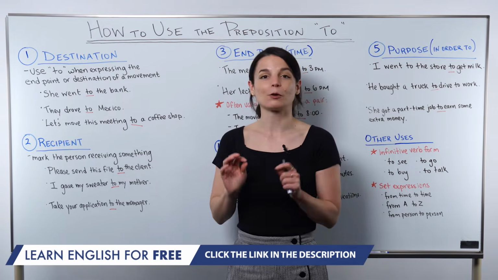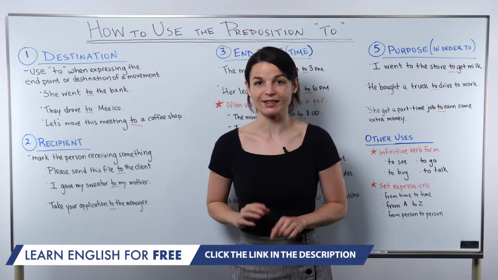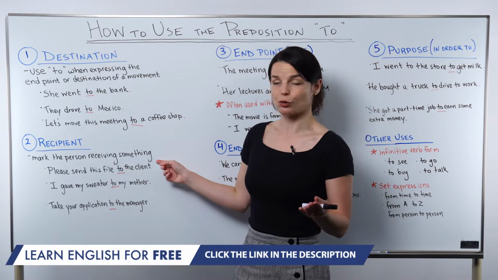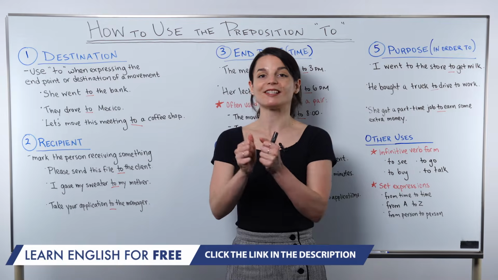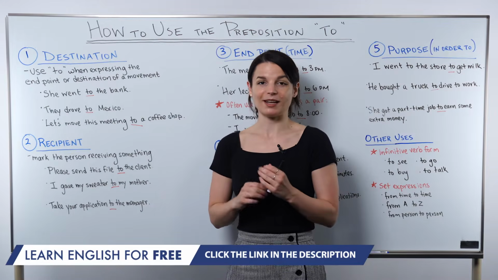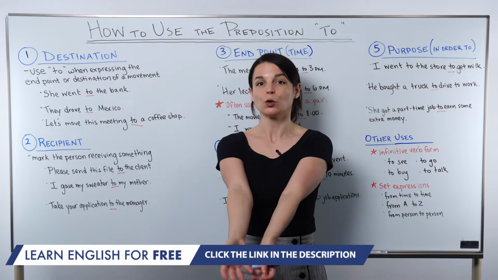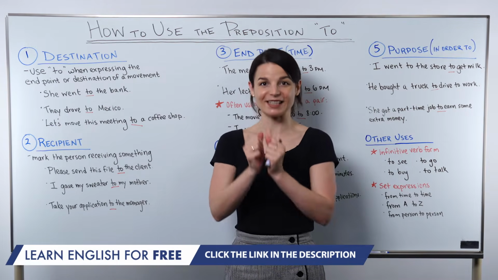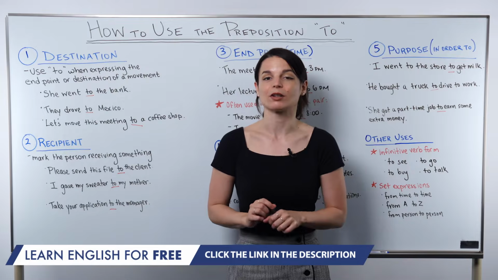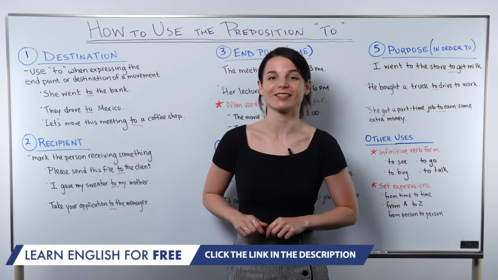Number 2 is for recipients. So that means we use to mark the person receiving something. So in a give and receive situation, when you want to express the person who takes the thing or who receives the thing, you can mark that person with to. Let's look at some examples.